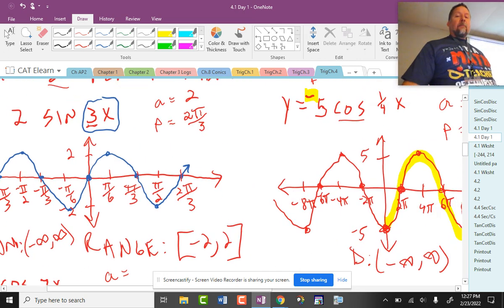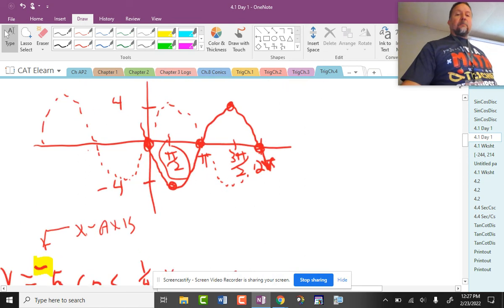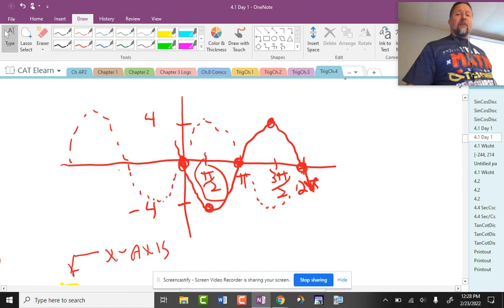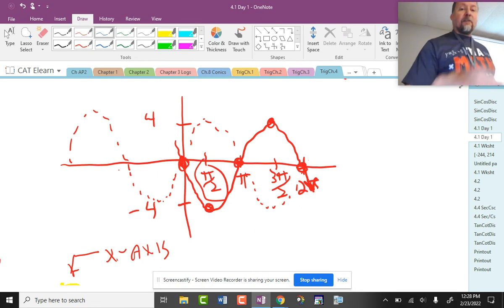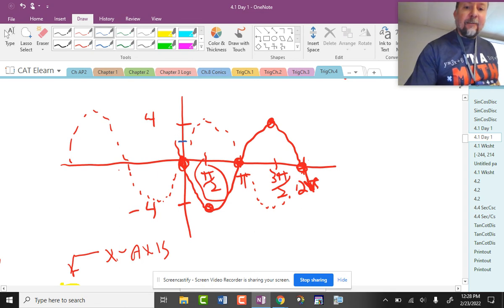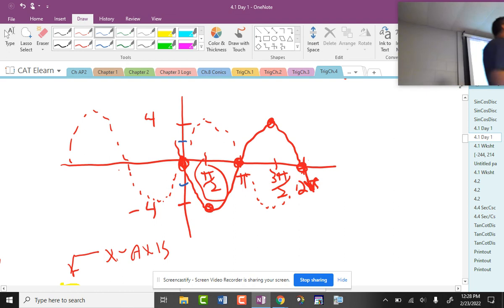Too high, but it ends at 2 pi over 3. And that was a sine curve. How does that look different compared to this one? Well, first of all, it's only two high. Don't do this, just watch.